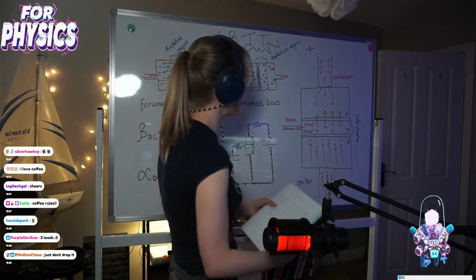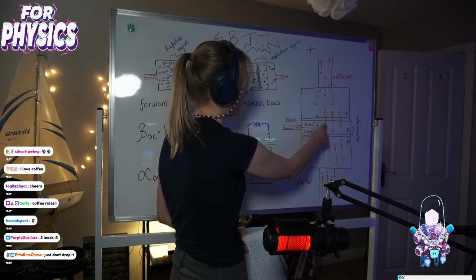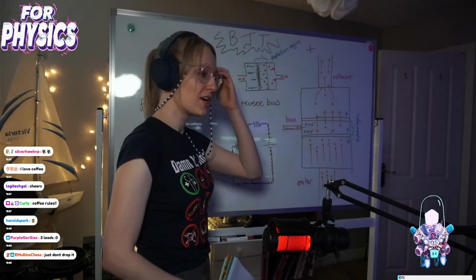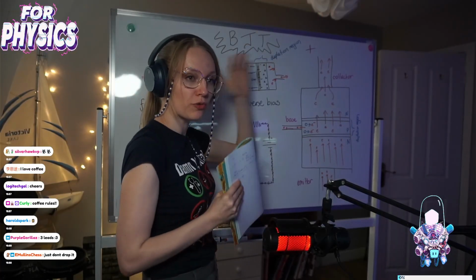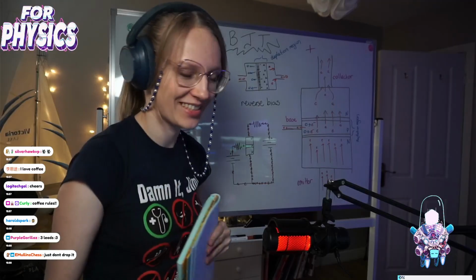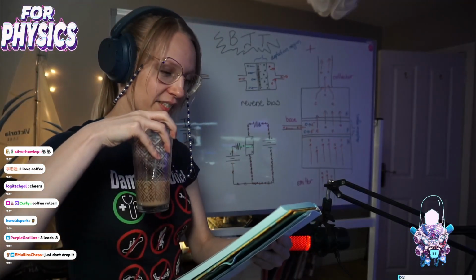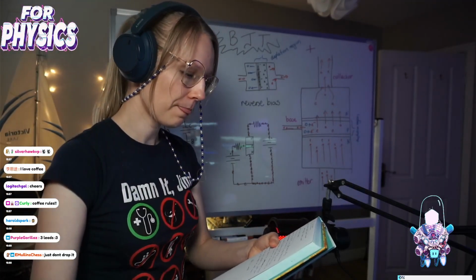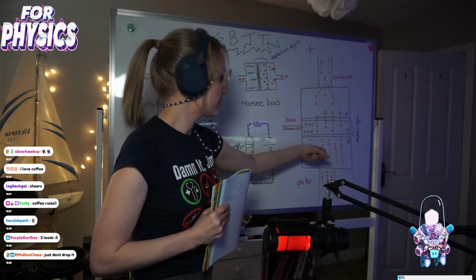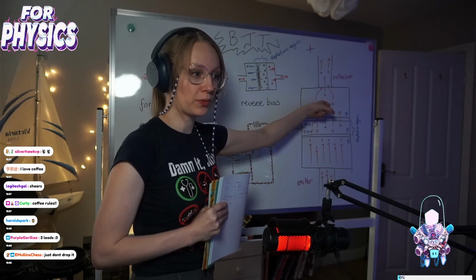However, the base-collector junction, this guy here from P to N, that's a reverse bias. So we have 2 situations. We just grabbed 2 diodes and put them together and hoped for the best. Coffee rules. 3 leads. So remember, N is doped with electrons, P is doped with holes, N is doped with electrons.